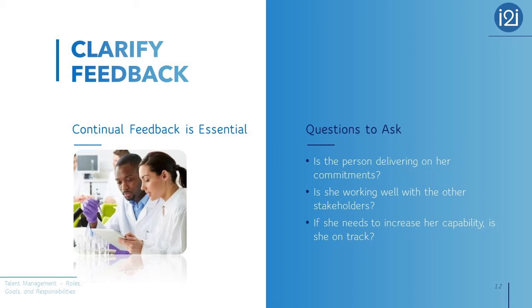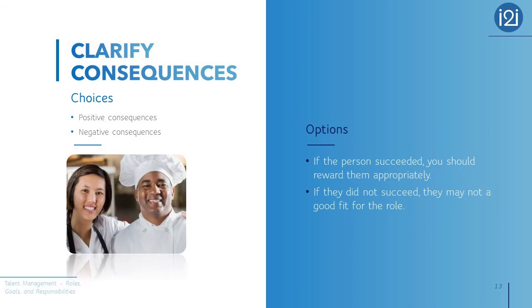Honest, open, and ongoing feedback is critical. You need to ensure that the person has the skills and the abilities to do the job, and giving them feedback on that performance is important. And clarify consequences. You have two choices, either positive or negative. What could possibly happen as a result of their input into the project? And if the person succeeded, you should reward them appropriately. And if they did not succeed, they may not be a good fit for the role, or you should take corrective action to ensure that they do have the skills needed to perform on the job.